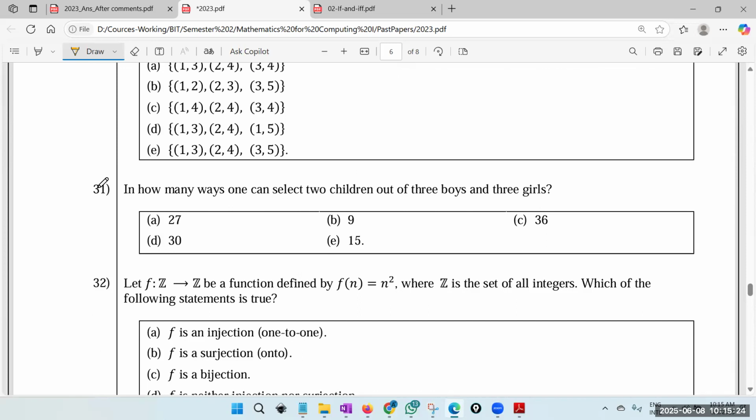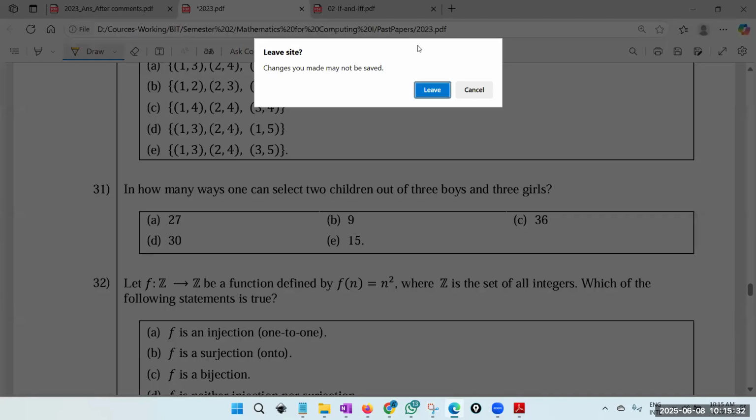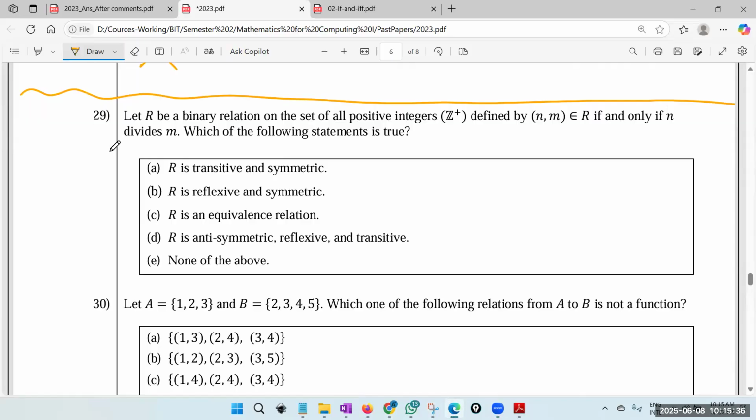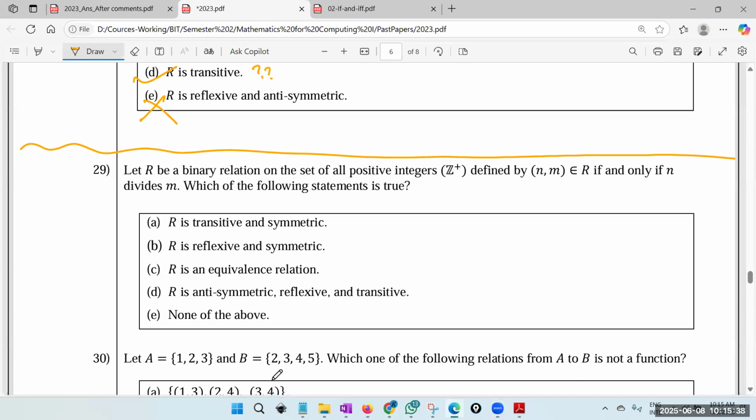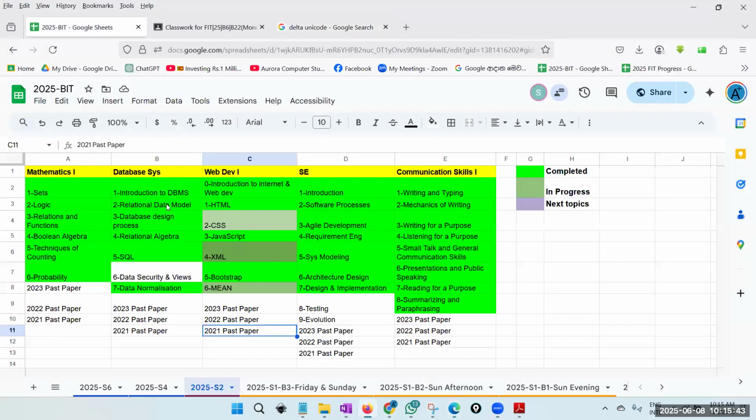Right, so now we'll move on to database. Right, database. So we have done up to 28, right? 2023 up to 28. One to 28 done.